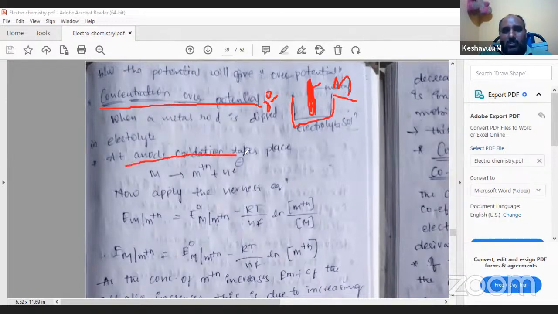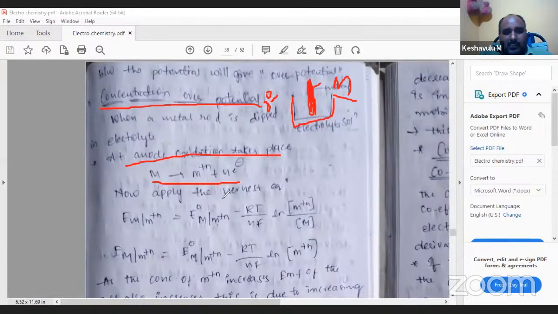At the anode, oxidation takes place. What is the oxidation of that metal? We may write it as M gives rise to M^n+ plus n electrons. If the metal loses one electron, that is M+; if it loses two electrons, that is M2+; three electrons, M3+, like that. That is based on the nature of the metal. This is the oxidation reaction.